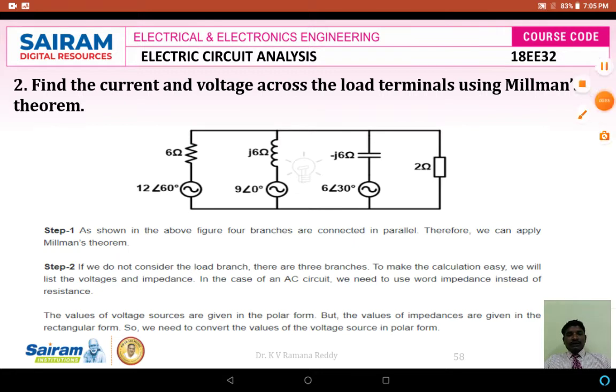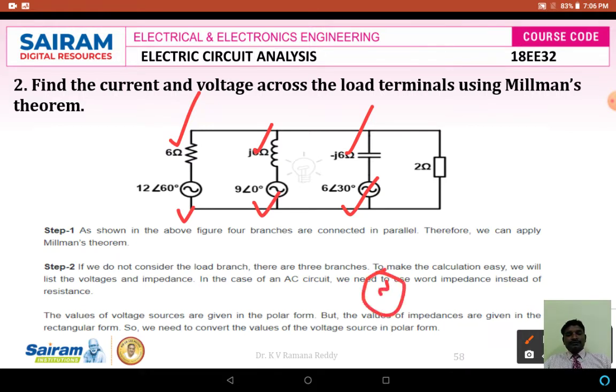According to Millman's theorem, any two terminal linear bilateral network consisting of voltage sources like V1, V2, V3 which are connected in parallel, and again connected in series with their internal impedances like 6 ohms, j6 ohms and minus j6 ohms, can be replaced by a simple Millman's equivalent circuit which consists of a single voltage source V connected in series with a single impedance Z across the load resistance RL.